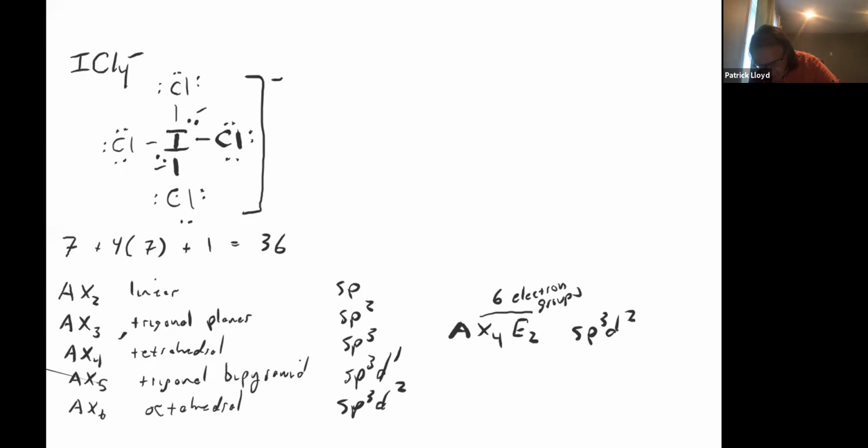So if you had something like, let's say you had AX4E1, well, now you've got a total of 5 groups, so it'd be SP3D1. Okay, so all you've got to do is count up the surrounding atoms and the lone pairs, and then pick from this chart SP all the way through SP3D2. I've never heard of any others than these ones that are in this list. So let's come over here and look at one more.